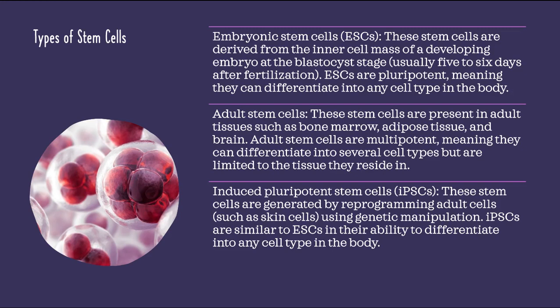Finally, we have the induced pluripotent stem cells, the iPSCs. These stem cells are generated by reprogramming adult cells, such as a skin cell, using various genetic manipulation techniques. These iPSCs are similar to embryonal stem cells in their ability to differentiate into any cell type in the body, which might make you think, well, that's easy. Why bother with embryonal stem cells? We can just use those. It's more tricky than it sounds. There are issues, which I will get into shortly.